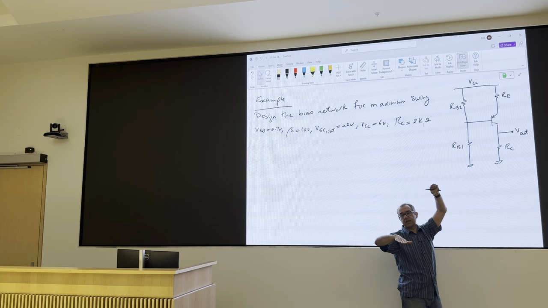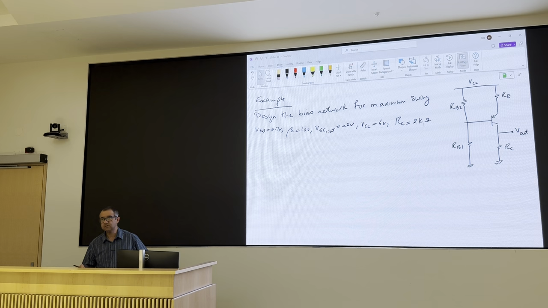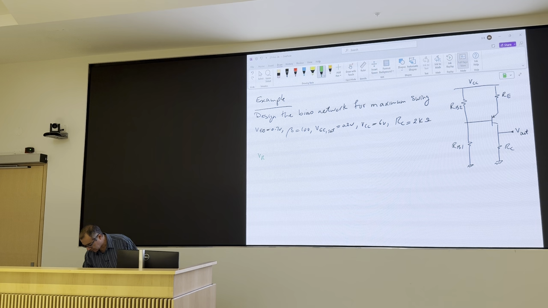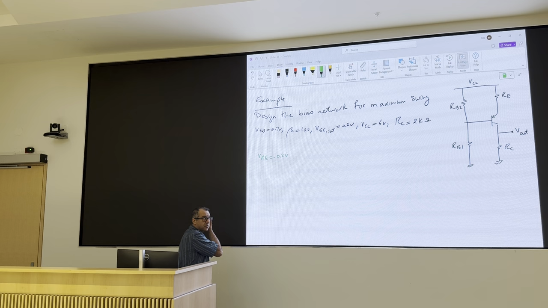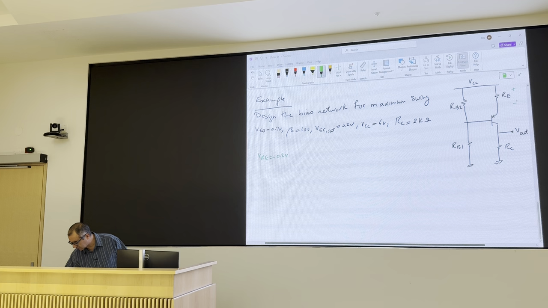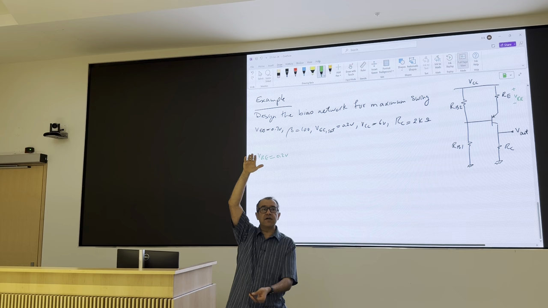Okay, so how do we do this design? My VCC is large enough. Right? So 6 volts is a good amount of voltage. So let's assume that the VRE that I choose is 0.2 volts. And great. So I assign 0.2 volts across this side. Okay. So 0.2 is a good number. Okay, so that's going to be one limitation. Of all the power supply voltage that I have, all the 6 volts that I have, 0.2 is already spoken for.